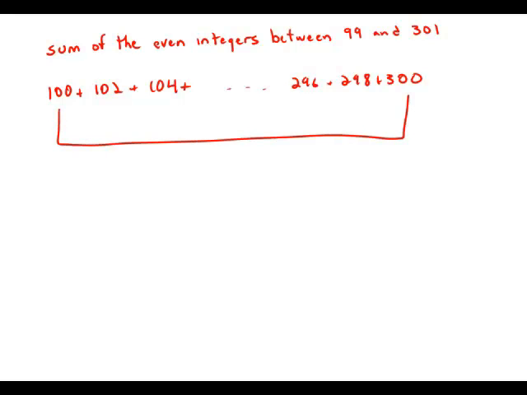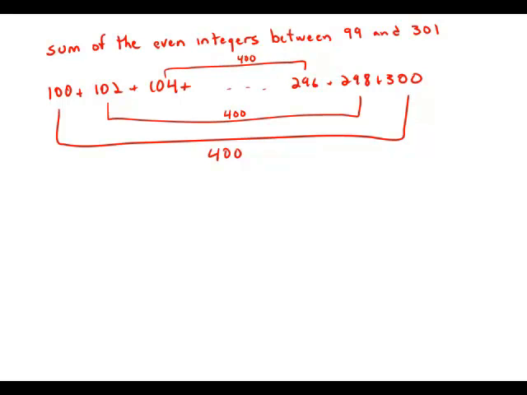First of all, biggest with smallest. Here, 100 plus 300, that's 400. That pair adds up to 400. Well, then take the next pair, 102 and 298. That also adds up to 400. Then the next pair, 104 plus 296, that also adds up to 400. So you see we can make a bunch of pairs, and each of these pairs will add up to 400.